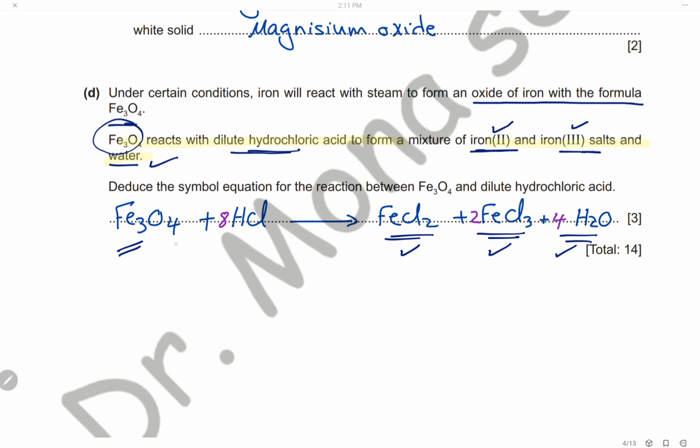We have 2 chlorides here and 2 multiplied by 3 here, which is 6, so we have 8 chlorides. We will write 8 in front of hydrochloric acid. Now we have 8 hydrogens, so we have to put 4 in front of water. 4 multiplied by 2 gives 8 hydrogens, and the 4 oxygens are already balanced. Now we have completely balanced the equation.